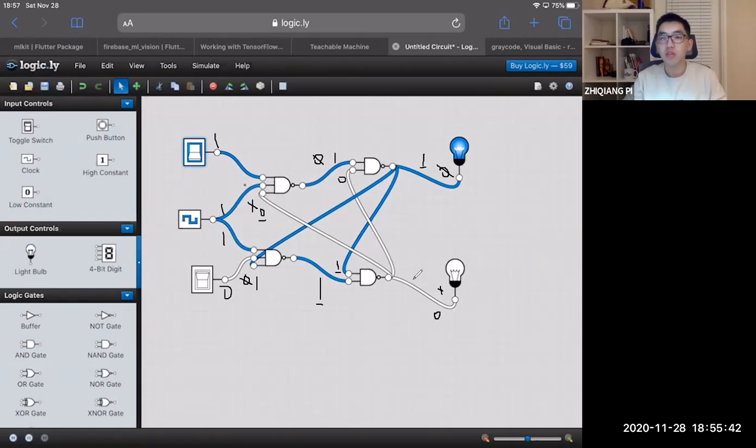Now we've seen 3 cases already: where J is 1, K is 0; K is 1, J is 0; and when both inputs are 0. And you probably noticed that this is very similar to the SR flip-flop, where J has almost the exact same functionality as the S bit, the set input, and the K input has almost the exact same functionality as the reset.